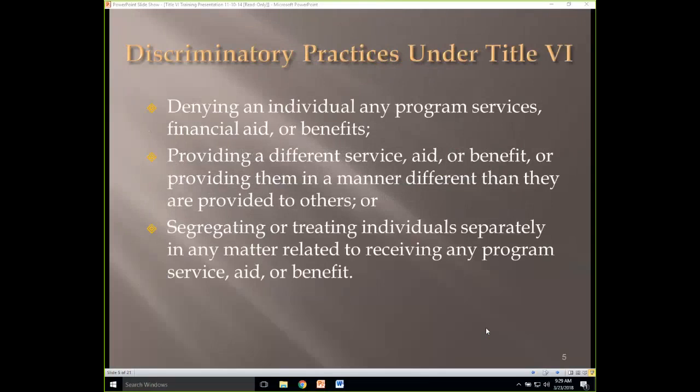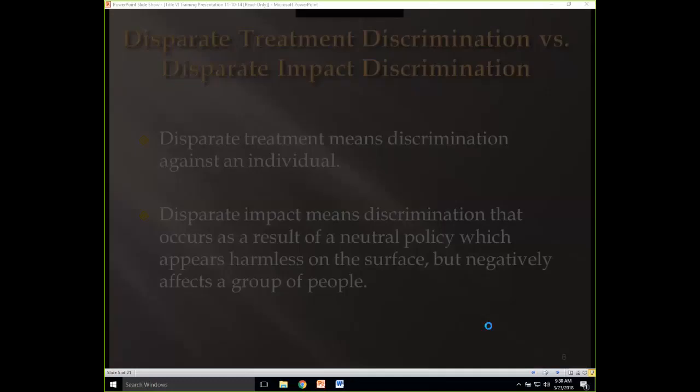So what counts as discriminatory practices under Title VI? Denying an individual any program services, financial aid, or benefits, providing a different service, aid, or benefit, or providing them in a manner different than they are provided to others, or segregating or treating individuals separately in any matter related to receiving any program service, aid, or benefit.